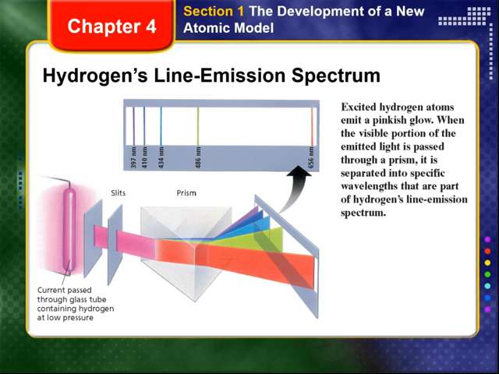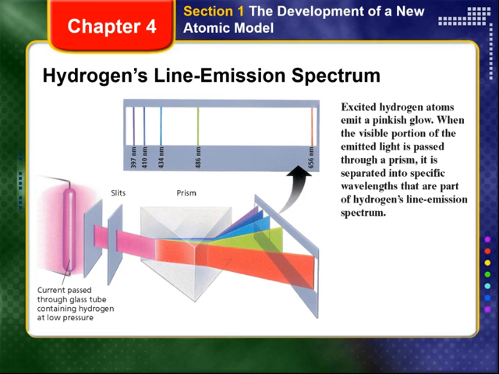The fact that the hydrogen atoms emit only specific frequencies of light indicated that the energy differences between the atoms' energy states were fixed, meaning non-changeable. This suggested that the electron of a hydrogen atom exists only at very specific energy states.